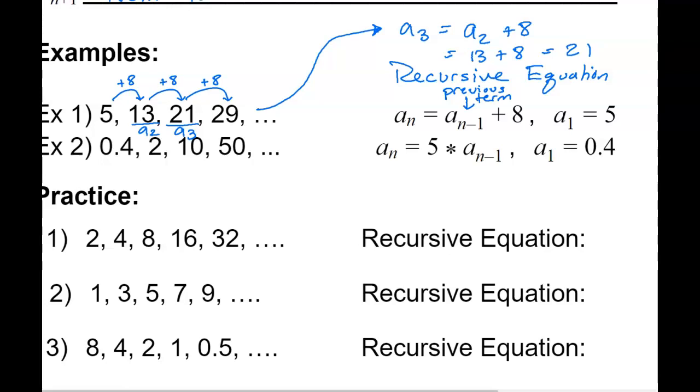Now, always with recursive equations, you need to state what the first term was. So after you write your equation, you put a comma, and you write a sub 1 equals whatever your first term's value was. What was the first term's value? 5. So you write a sub 1 equals 5.